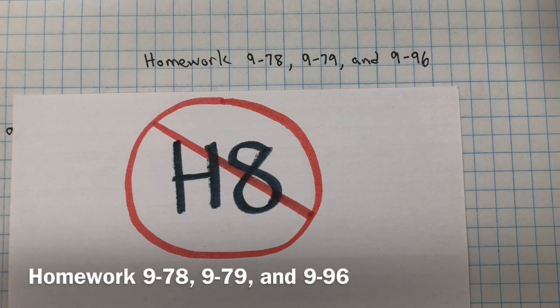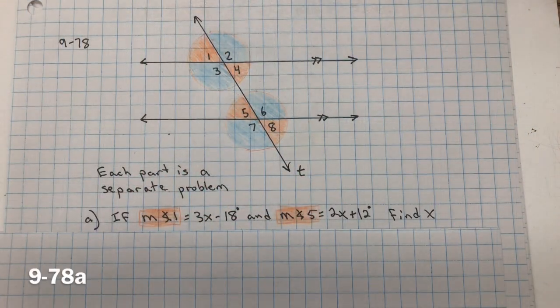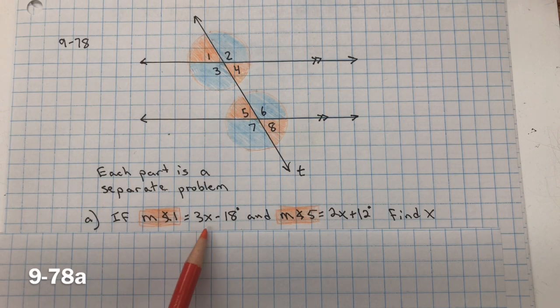This is the homework for 978, 979, and 996. In problem 978, if the measure of angle 1 equals 3x minus 18, and the measure of angle 5 equals 2x plus 12, you need to find x.